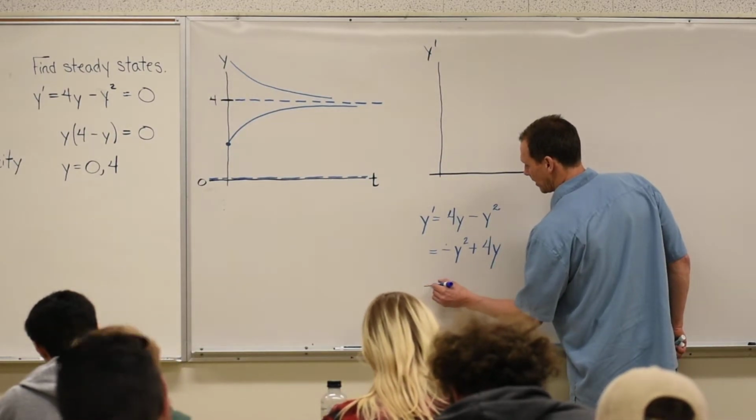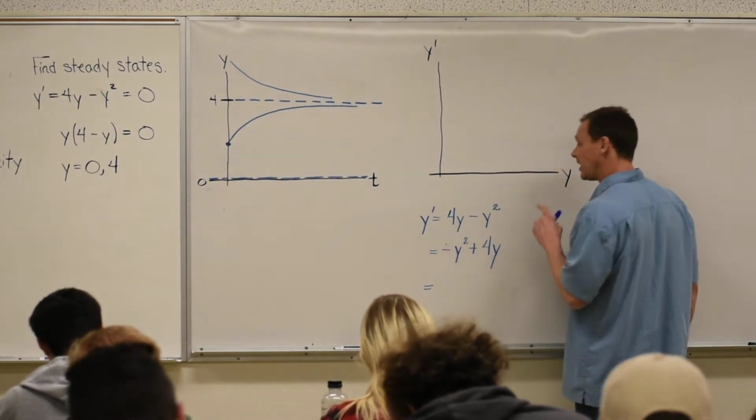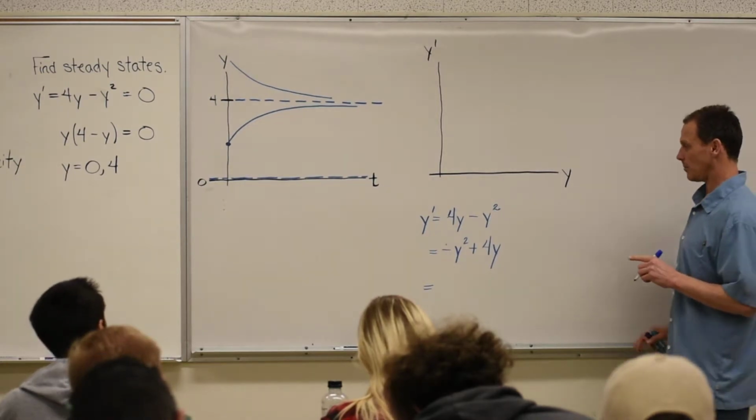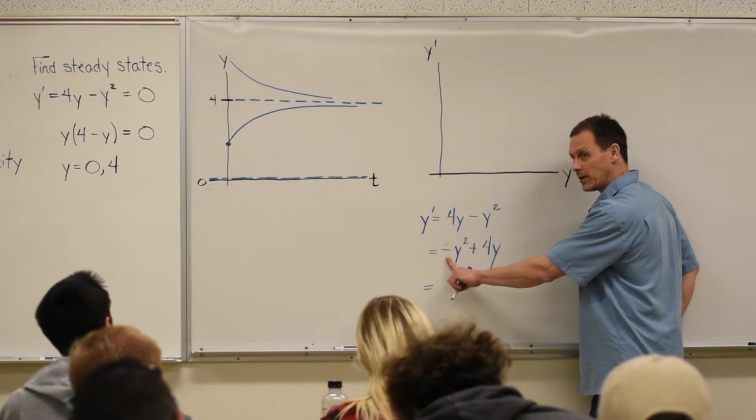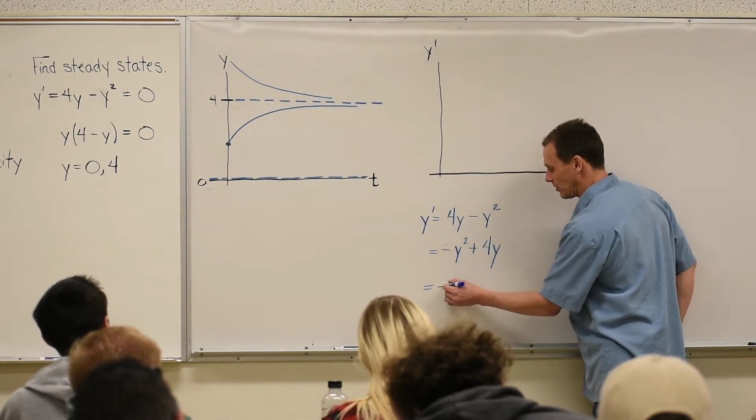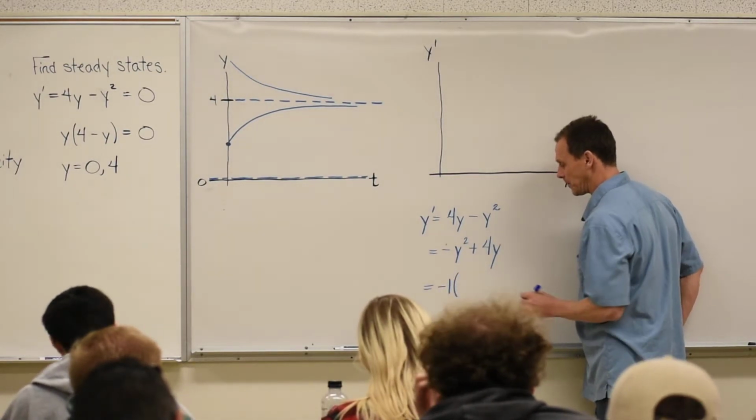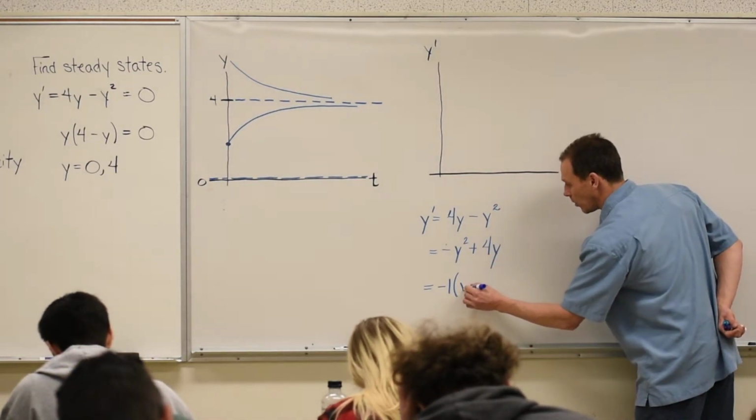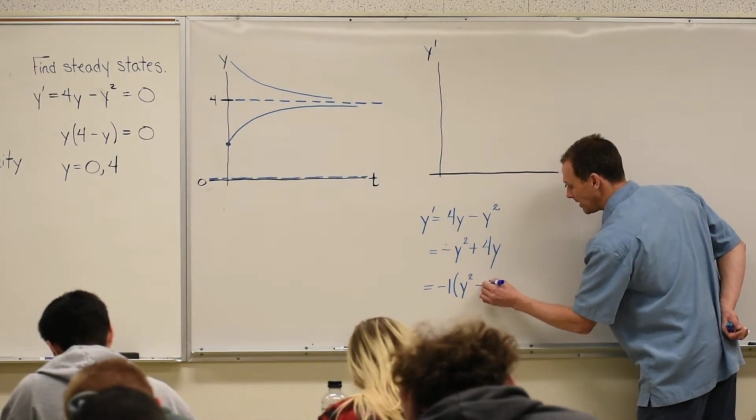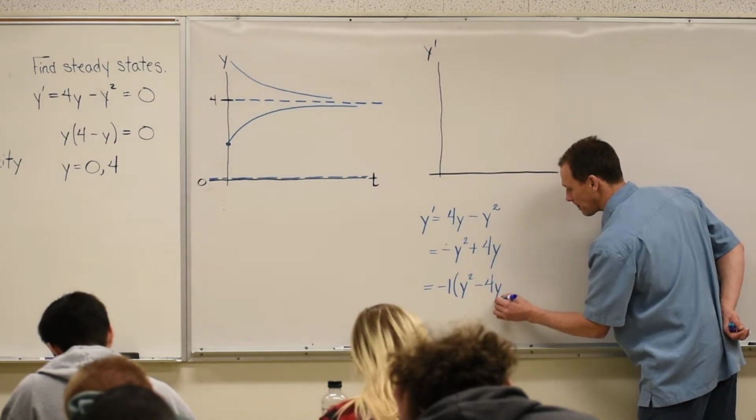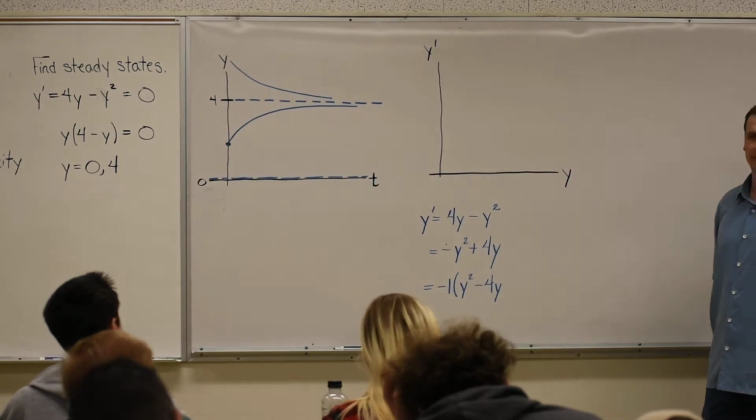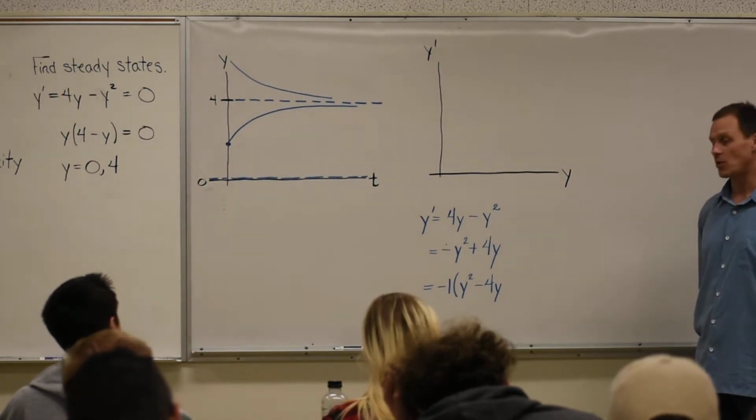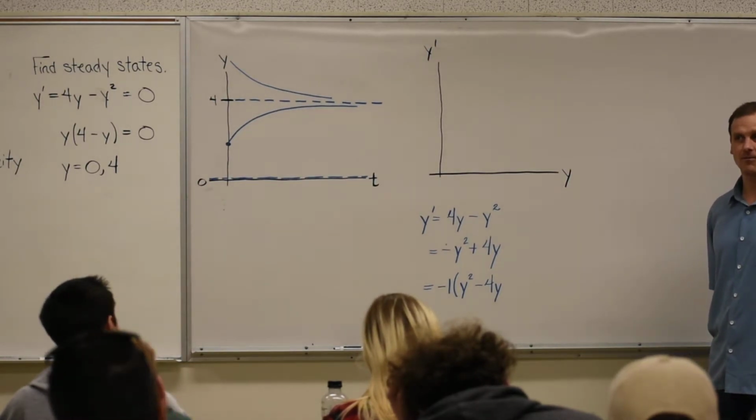In order to complete the square to find the vertex of the parabola, your a term has to be a single 1. But right now it's negative, so what you do is you factor out the negative 1. This gives me y squared minus 4y. Take half of negative 4, what do you get? Negative 2. Square it, you get 4.